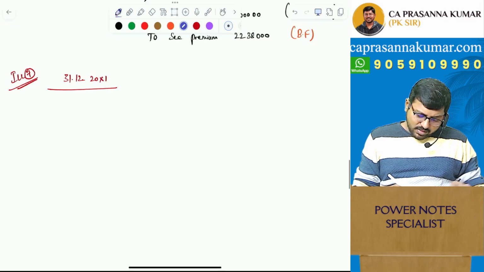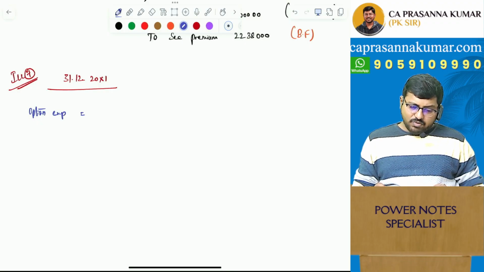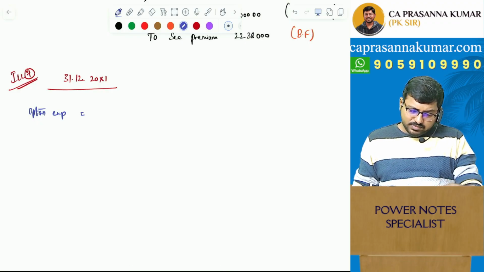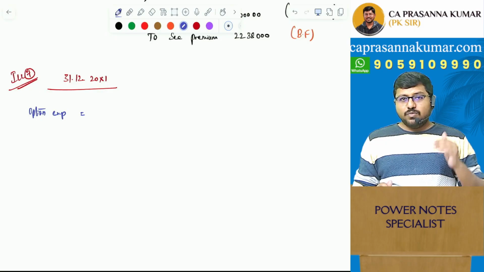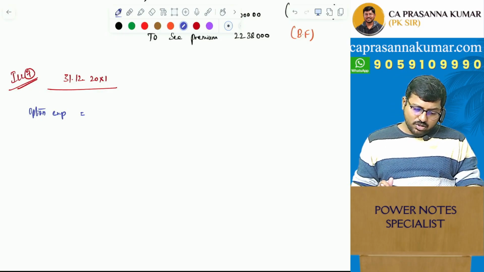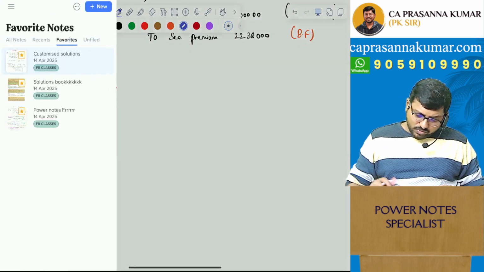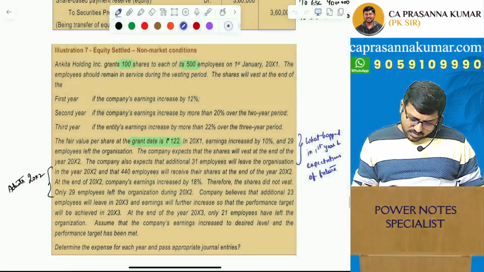First one will be option expense is equal to number of employees. Now we are at the end of the first year, that is on 31st December 20x1 or 2001. How many employees do we have? I have to show you the question. Let's have a look into that.